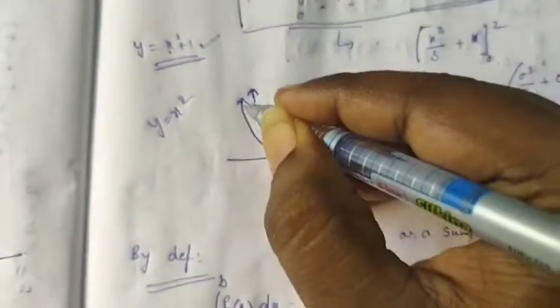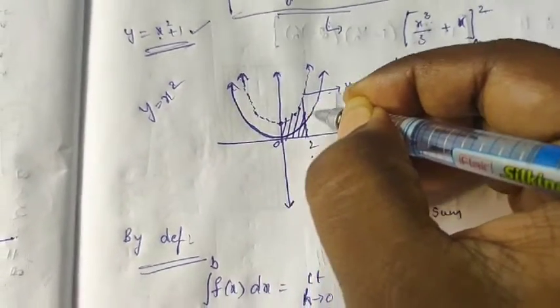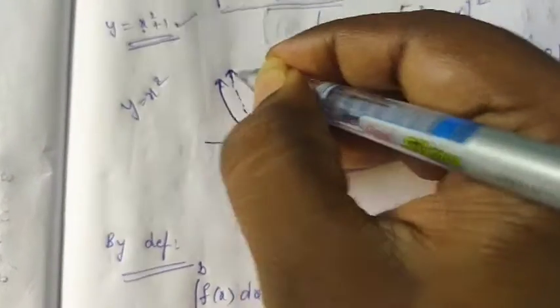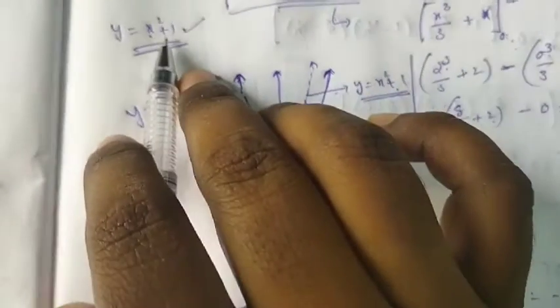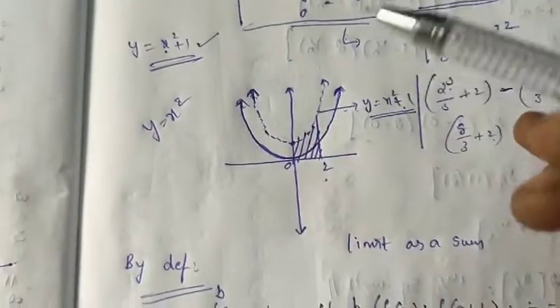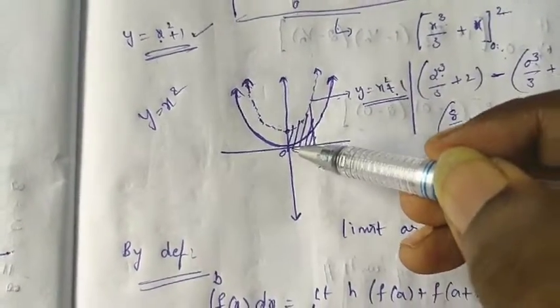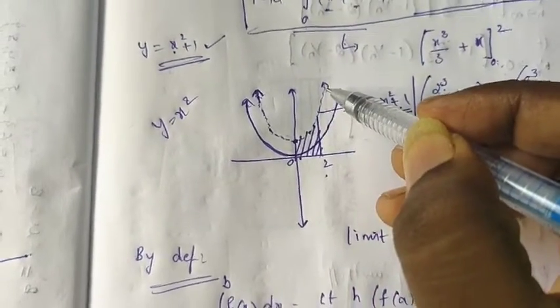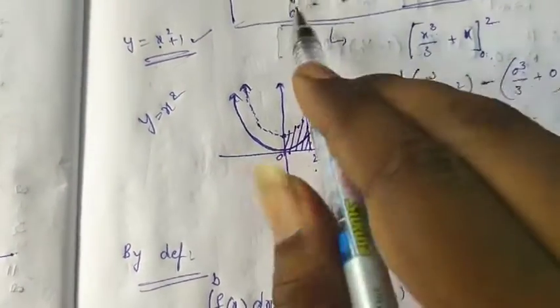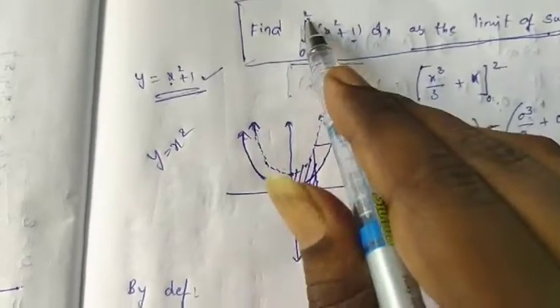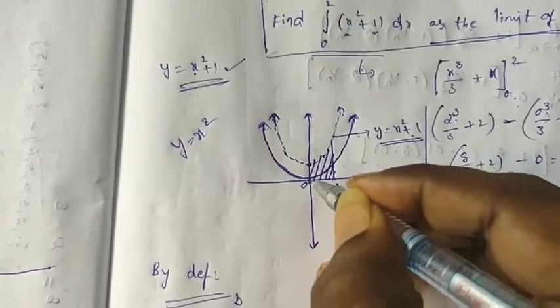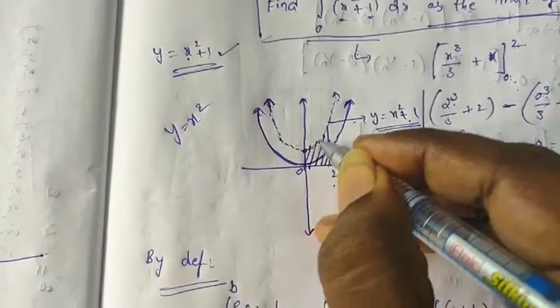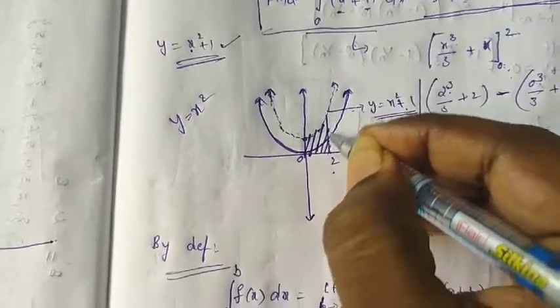If it is y is equal to x square, it passes through the origin. But here, plus 1. It means the y value increased from 0 to 1. So this dotted curve is the new one. Now, between the limits 0 to 2, we want to find the area under the curve. See, this is the area we have to find.